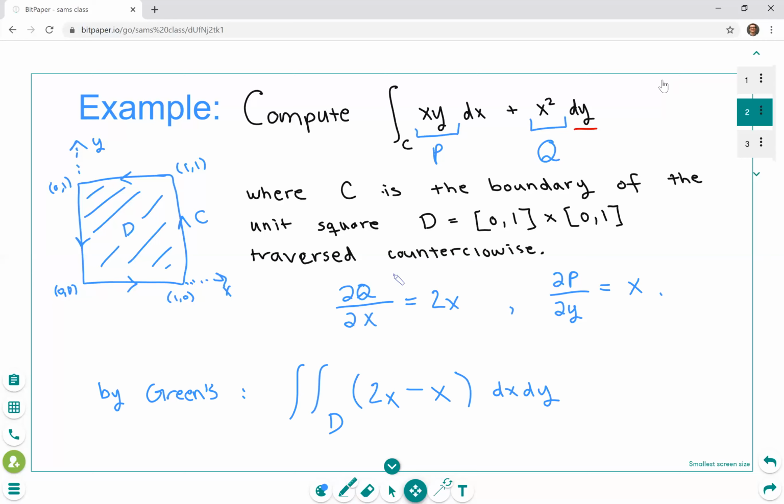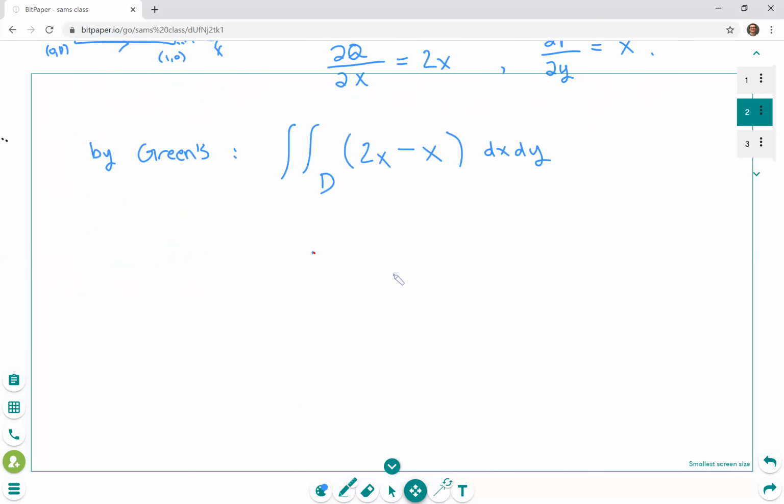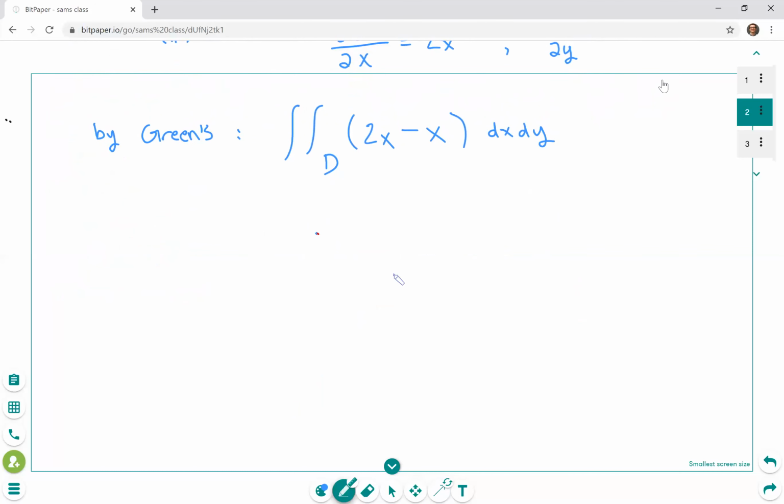Okay, and that's super easy to evaluate, right? D is just a square, okay? So we're integrating over a rectangle. In particular, it's the rectangle 0, 1 cross 0, 1. So this is just the integral from 0 to 1, integral from 0 to 1 of, well, 2x minus x, that's just x, dx dy.